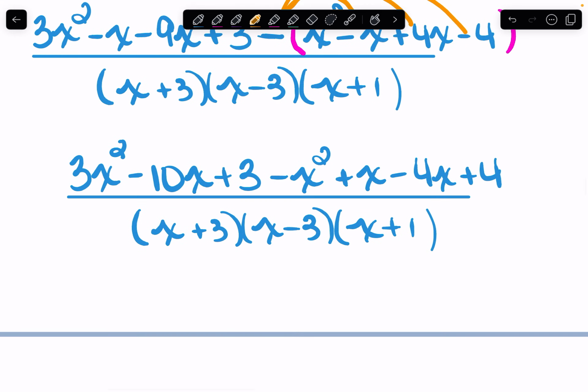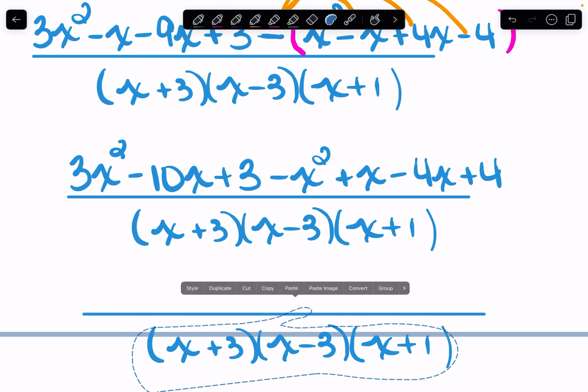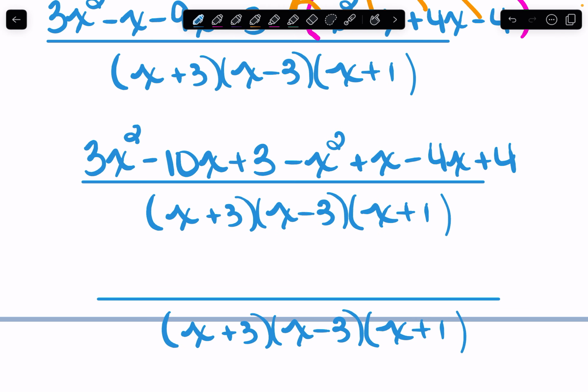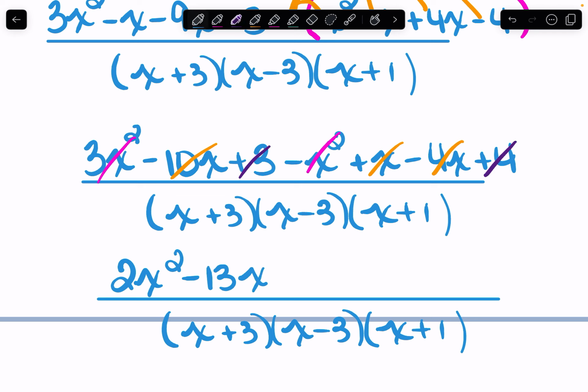Now we can combine. Oops, and I'm running out of room. So hopefully one last paste of our denominator. Hopefully we don't do it again. All right, 3x squared minus x squared, 2x squared. We have negative 10 plus 1, negative 9, minus 4, negative 13. And then we have 3 plus 4, 7.